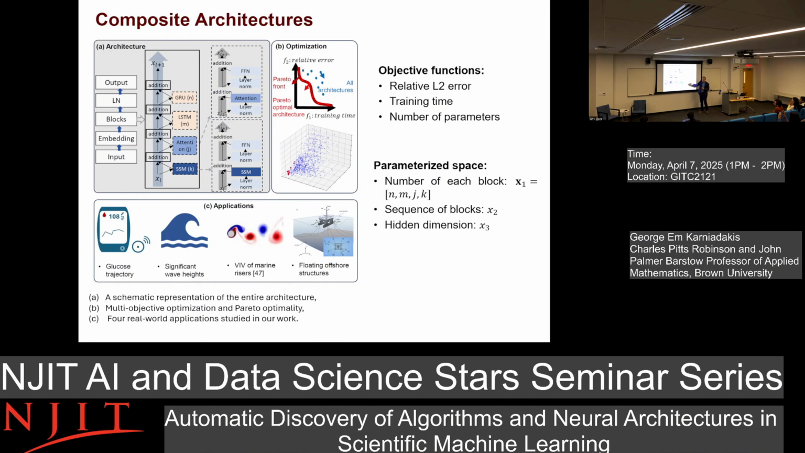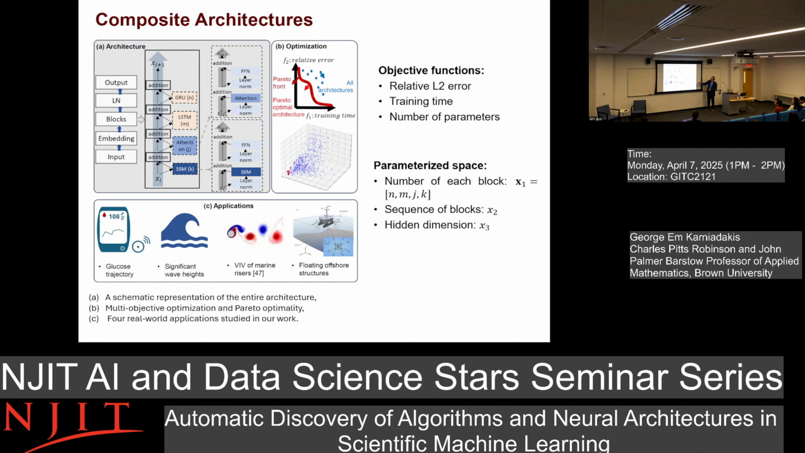How about the sequence? I will also make the sequence one of my variables. Okay? I'm not going to commit to any, I make that a variable. So here, I have 3 dimensions: the relative L2 error, training time, and number of parameters. Before I had 7 here.